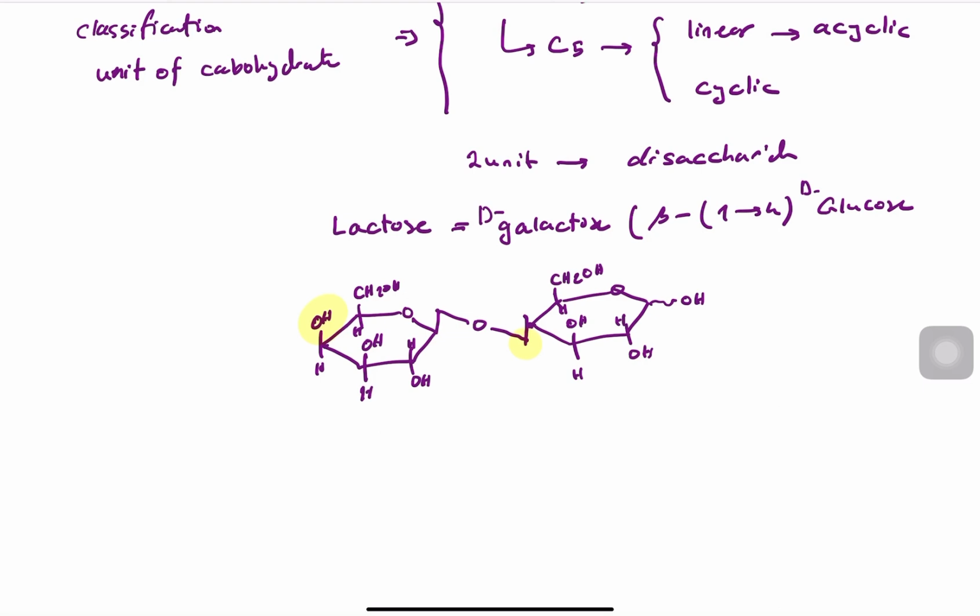Then two monosaccharides, with the removal of one water, form a glycosidic bond. Then we can say it is a glycosidic bond, which is the reason for the binding of two monosaccharides with each other.